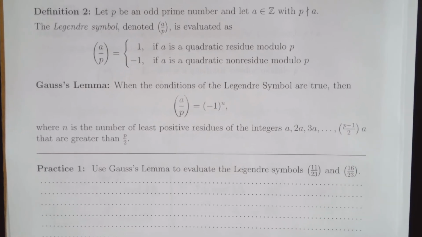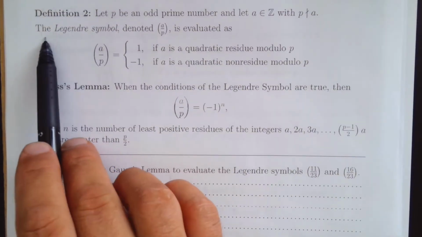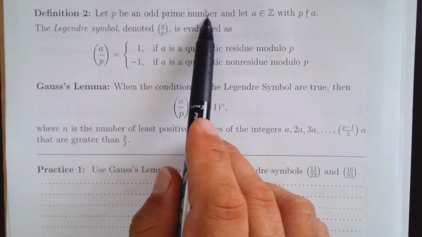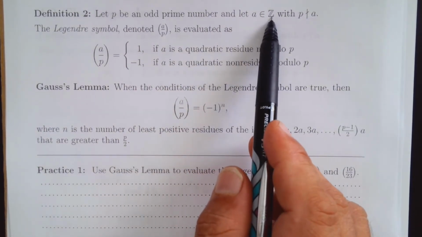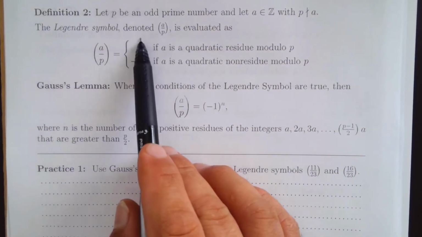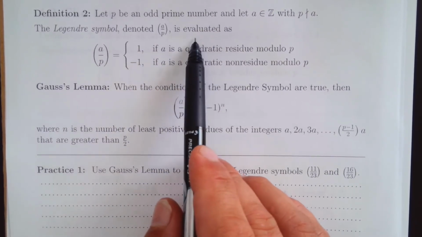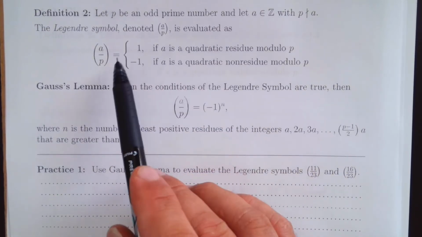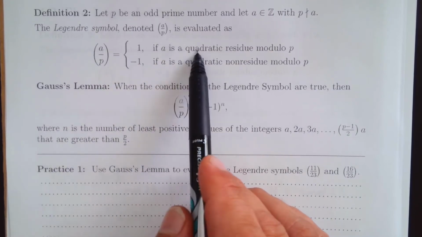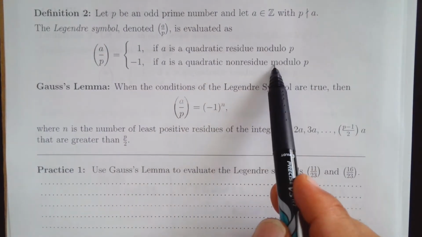In this video we'll be doing a little bit of work with Legendre symbols, and once again to remind, our definition is that if p is an odd prime number and if a is an integer where p does not divide a, then the Legendre symbol, denoted with a over p, is evaluated as follows: the Legendre symbol of a modulo p equals 1 if a is a quadratic residue modulo p, and it equals -1 if a is a quadratic non-residue modulo p.